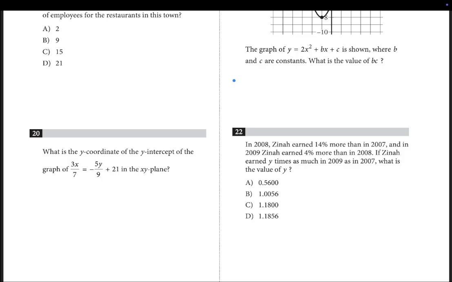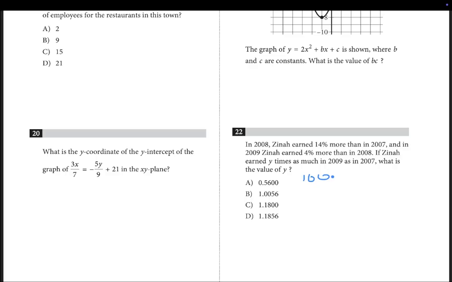And now the final problem, number 22, states in 2008, Zyna earned 14% more than in 2007. And in 2009, Zyna earned 4% more than in 2008. If Zyna earned y times as much in 2009 as in 2007, what is the value of y? So to make this simple, we're just going to use values of 100. So in 2008, Zyna earned 14% more than in 2007.